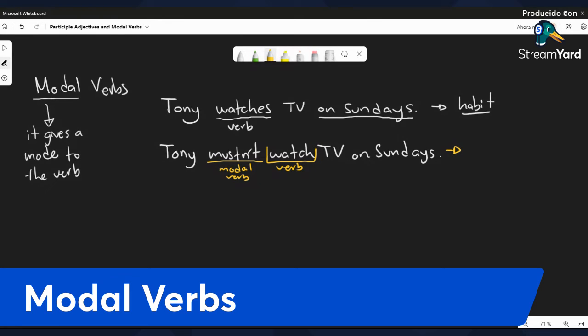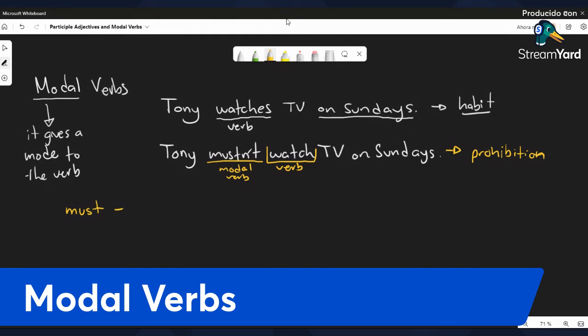And what am I trying to say here? If I say Tony mustn't watch TV on Sundays, this sounds like a prohibition, like it's forbidden, right? It's not a habit anymore. I'm just expressing a prohibition. And well, there are many modal verbs. There's must, for example. I also have mustn't, the one that we were using. But let's start tackling these ones. Let's start with must.